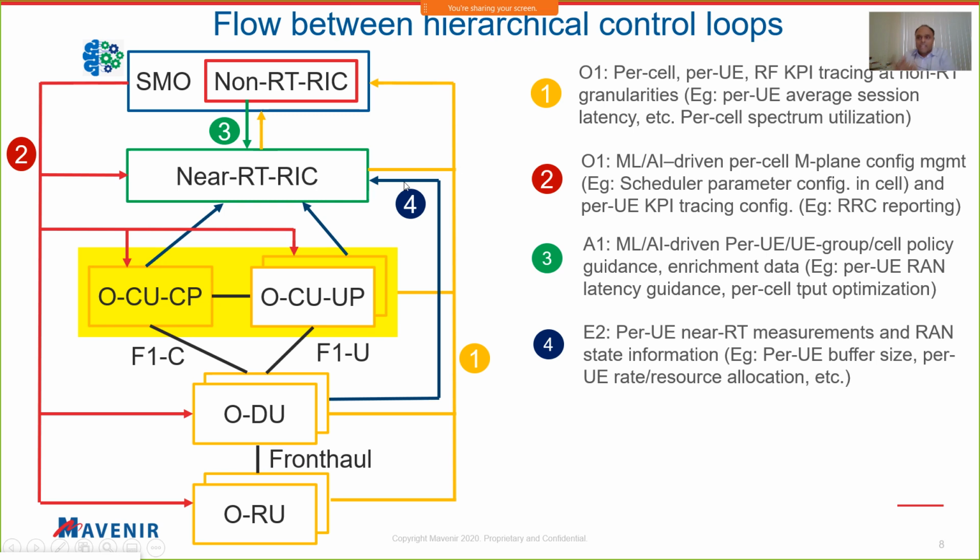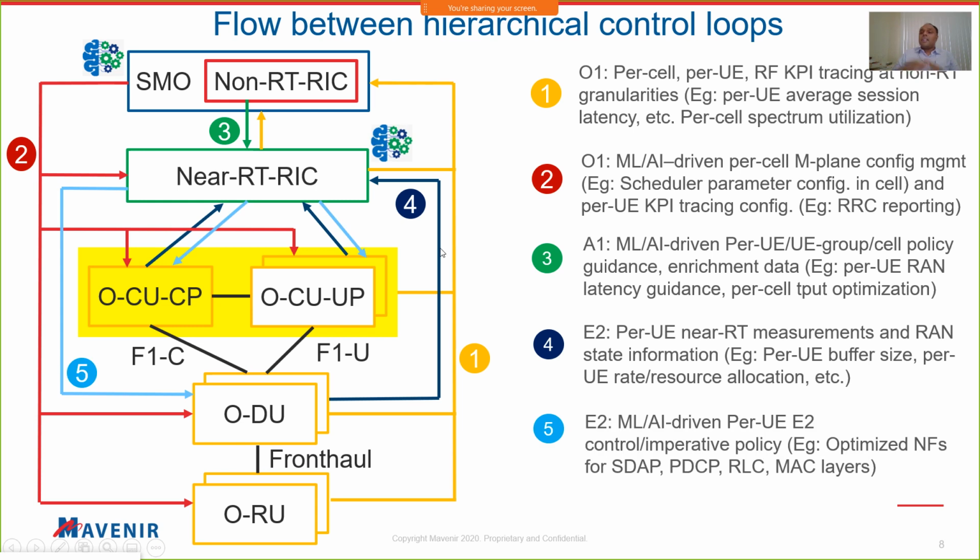Now, these measurements contain user-specific RAN state information that are instantaneous based on the underlying channel conditions. For example, the user-specific buffer size, the amount of resources allocated to the user, what is the rate, modulation rate allocated to the user. All these are sent in step number 4.